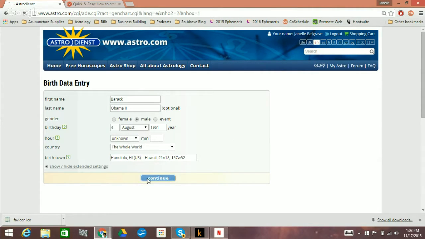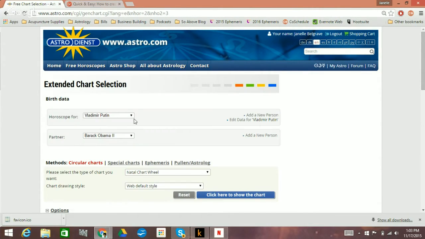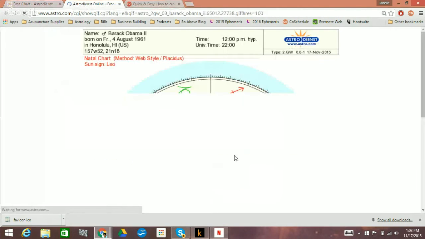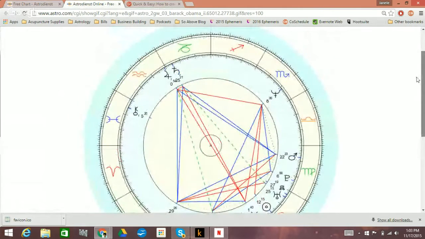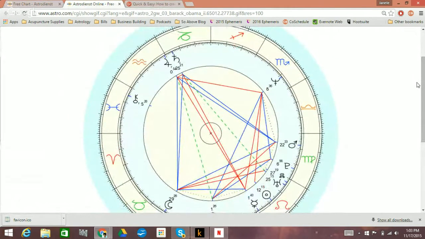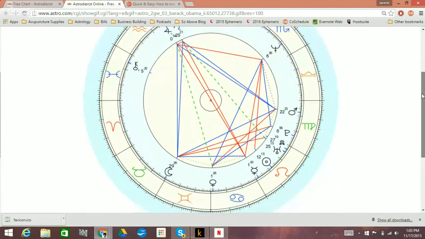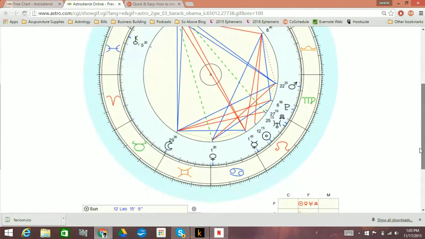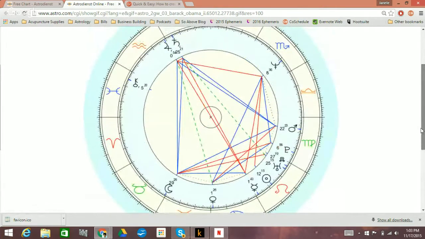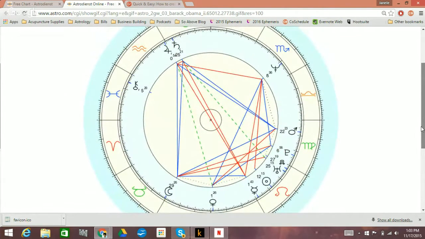So what's going to happen is it's going to give us a chart without the houses and without the rising sign. Why? Because the houses and the rising sign are based upon the time of birth. So without the time, we don't know where any of these planets fall. Okay?